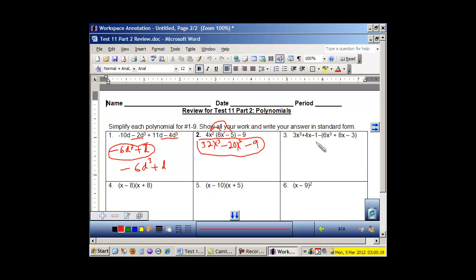Next, do the same thing. You have parentheses, so you have to deal with it. 1 is there, so we're just going to take that 1 and just distribute it in, so we got negative 6x to the third. 8 times 6 is 48, minus 48x, and negative 1 times negative 3 is plus 3. 3x to the third plus 4x minus 1.